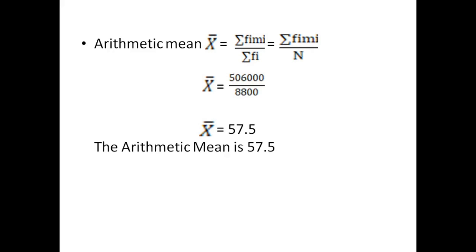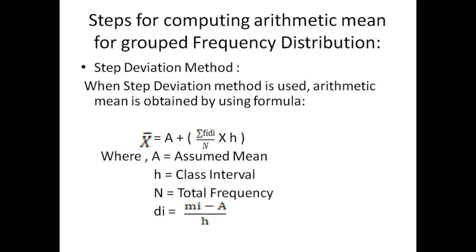Now we can calculate the arithmetic mean for the same example by using the step deviation method. The formula for arithmetic mean by the step deviation method is x bar is equal to a plus summation of fi di upon n into h, where a is the assumed mean, h is the class interval, n is the total frequency, di is equal to mi minus a upon h, where mi is the middle point of the class.